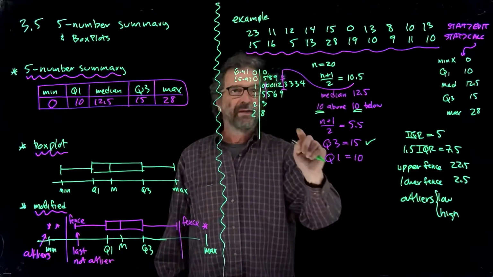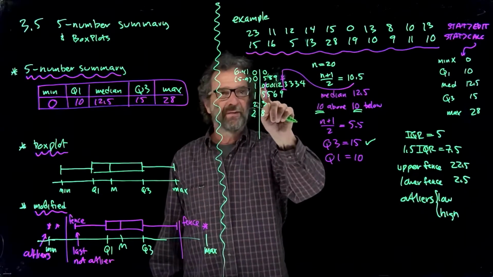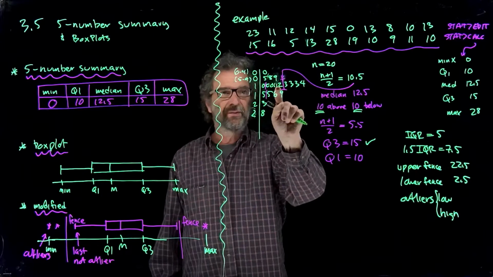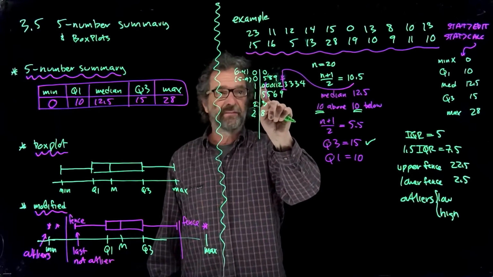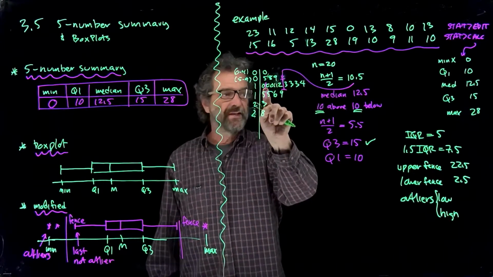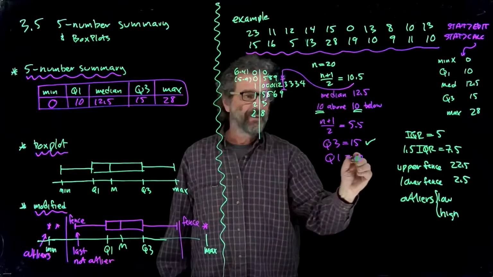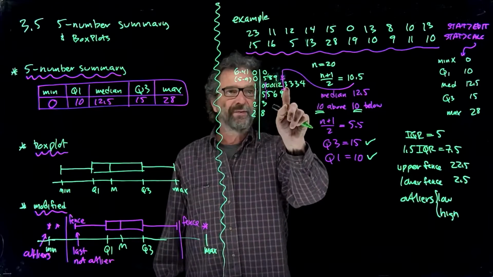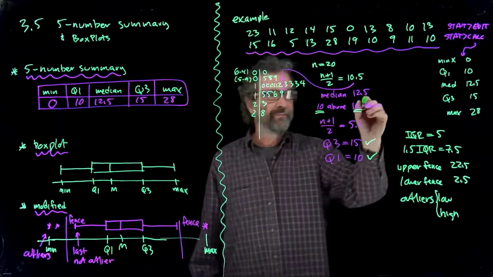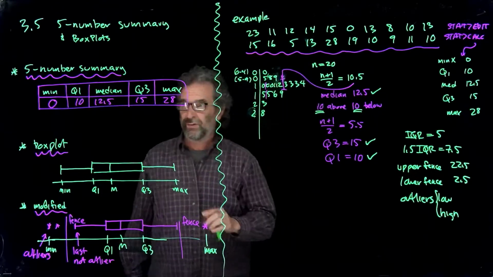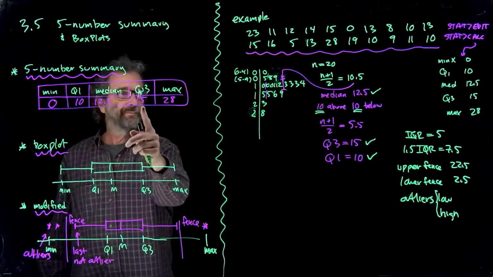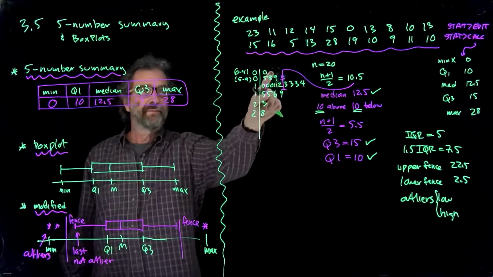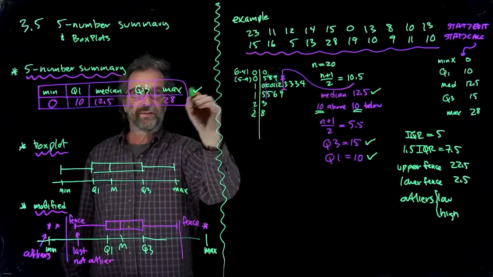Check. And then we're going to go 1, 2, 3, 4, 5, 6 here, up from the bottom, or 1, 2, 3, 4, 5, 6 down from the middle. Halfway between 10 and 10. That's the first quartile. Check that. And then the median is halfway between 12 and 13, which would be 12.5. Check that. So these numbers are all accurate. The max was 28, and the minimum was 0. So this is all good.